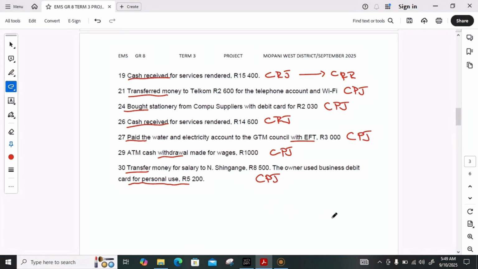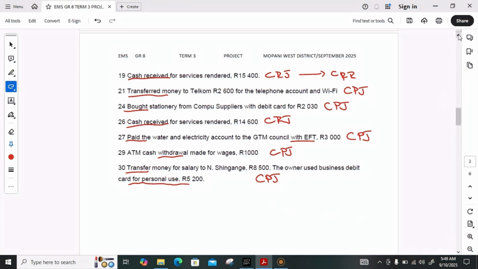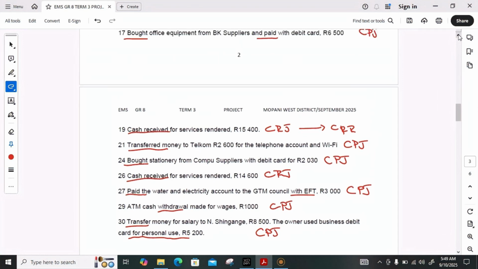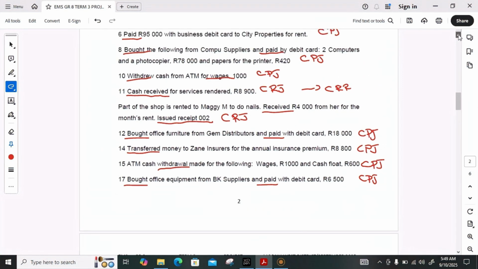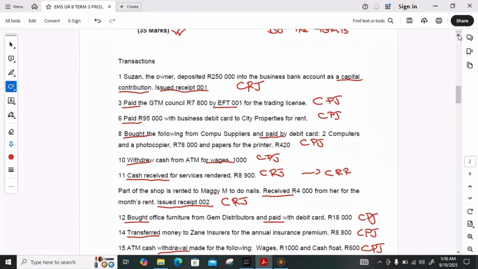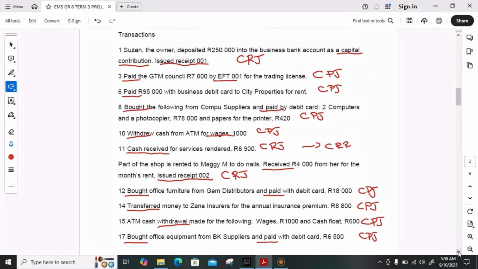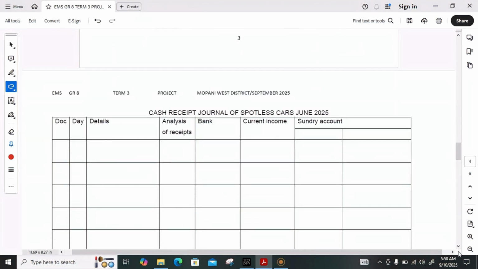So this is how you split your transactions into the two different categories, to try and understand that this one is going to the CRJ, this one is going to the CPJ, this one is going to the CRJ. So if you look, we have each and every entry. We are ready for CRJ, we are ready for CPJ. After you have done this you can go and look at your answer book. This is your answer book.